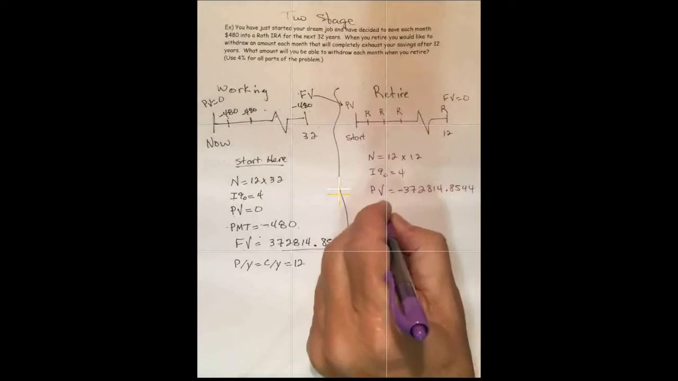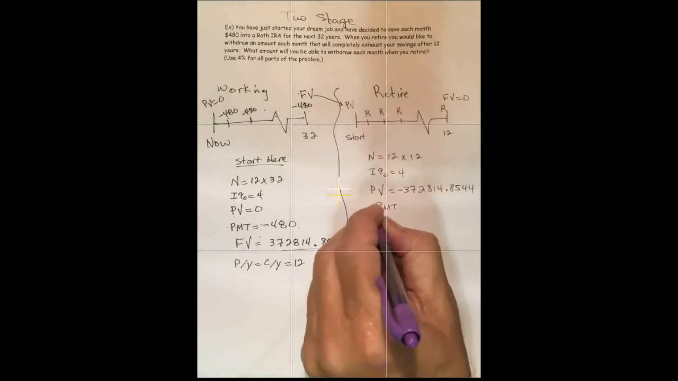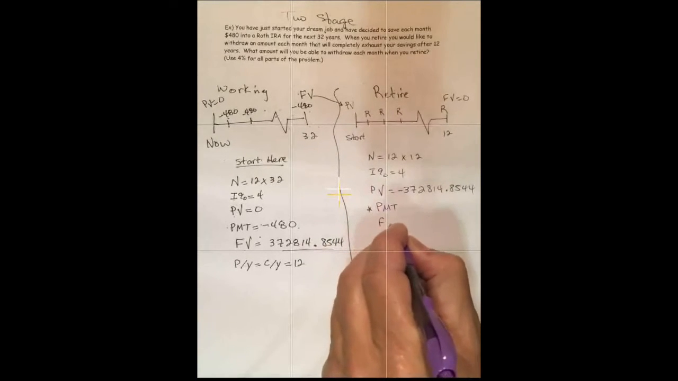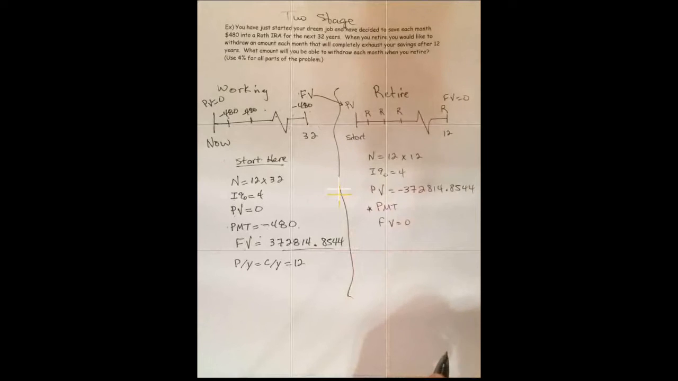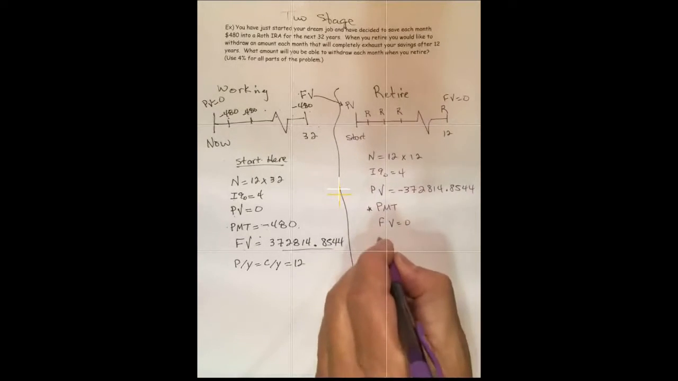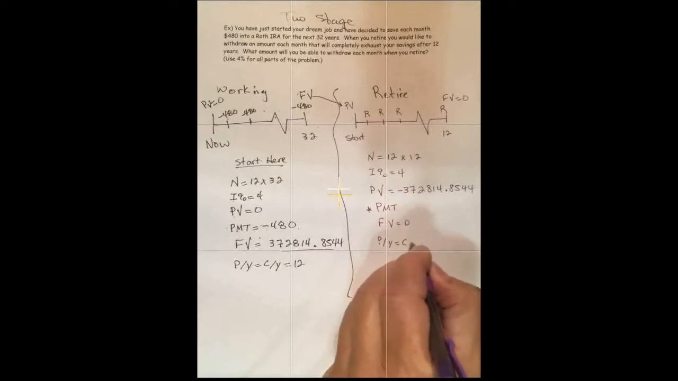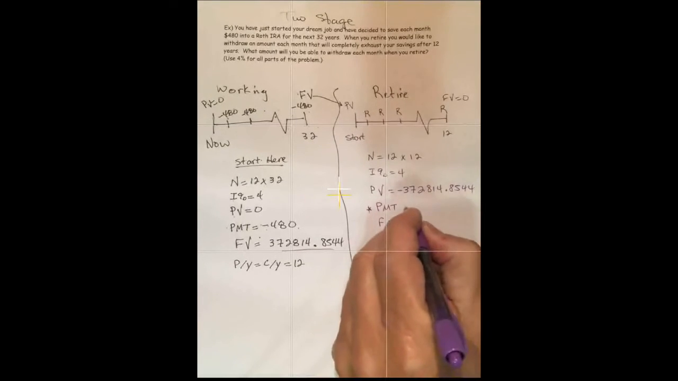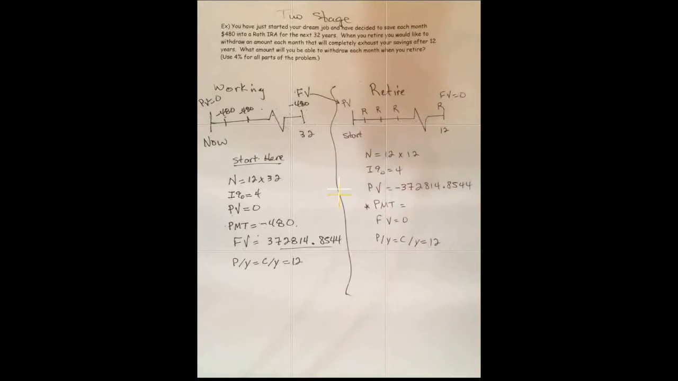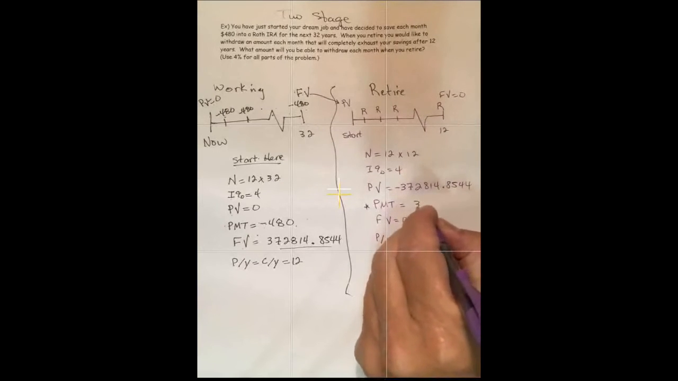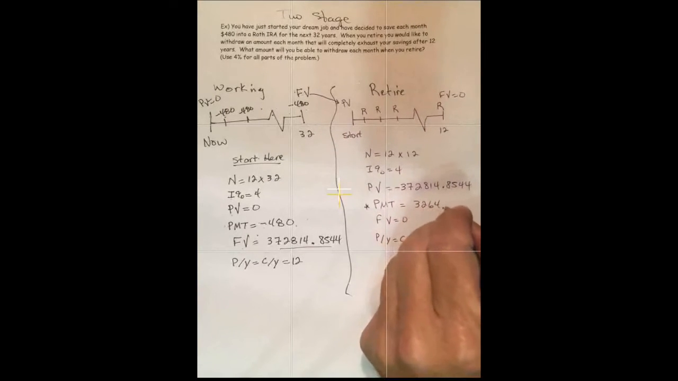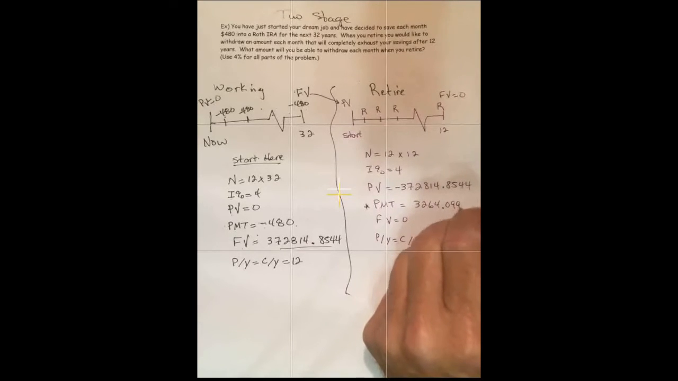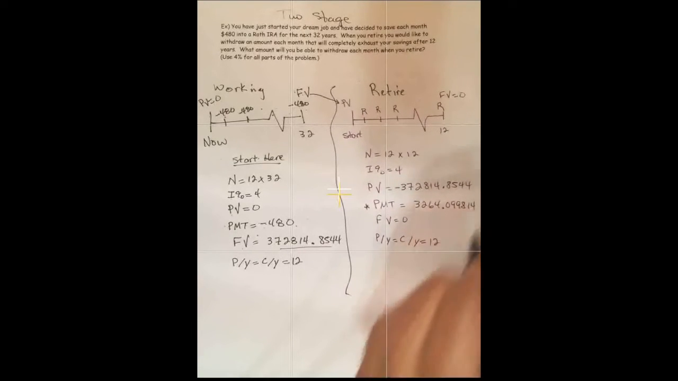Okay, now the payment's what we wish to find. And of course, when all is said and done, the future value is 0, you're out of money. And of course, the PY, CY remains unchanged at 12. Okay, you move that up in your calculator, solve for the payment, you get 3264.099814.